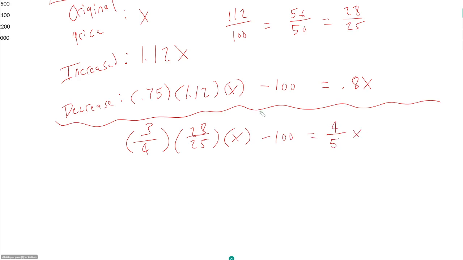So if I want to solve for x, I've got to get all my x's on the same side. So I will subtract 4/5 x from each side, add 100 to each side. And so then I get, first let's simplify this. 28 over 4 is 7. So this is just 21 over 25x. And then if I subtract 4/5, so minus 4/5 x, that is equal to 100.